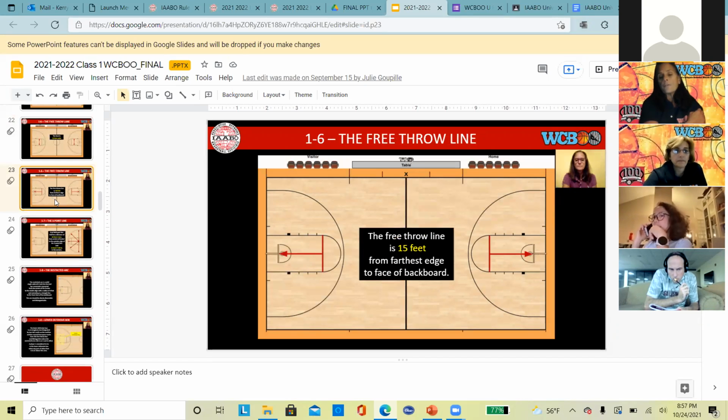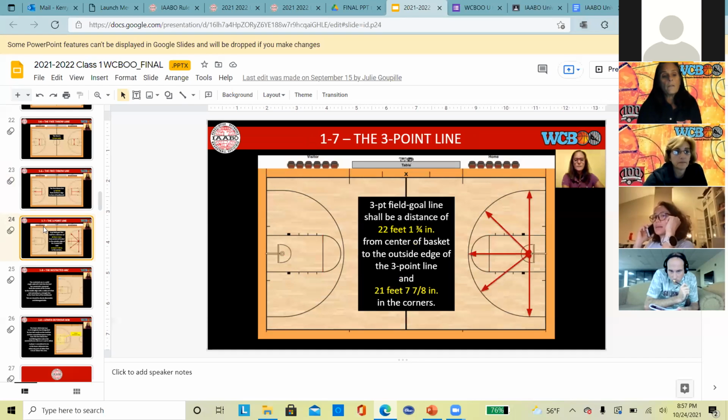Okay, the free throw lane area. All right, the lane area is 15 feet from the center of the basket or the backboard to the free throw line. And the width of the free throw lane is 12 feet wide. So these are just things that you really need to know or should know about the areas on the court. The next, Karen.